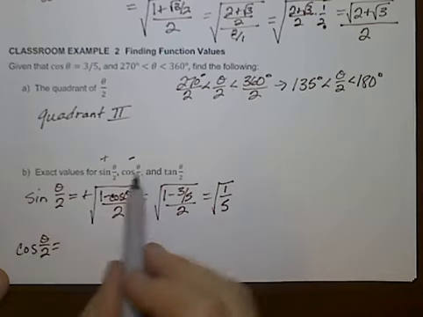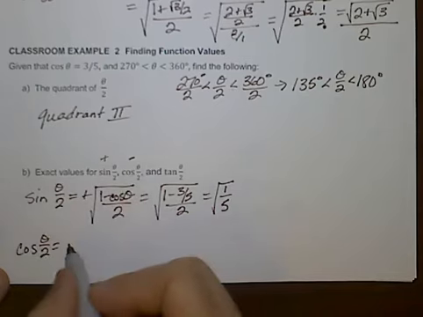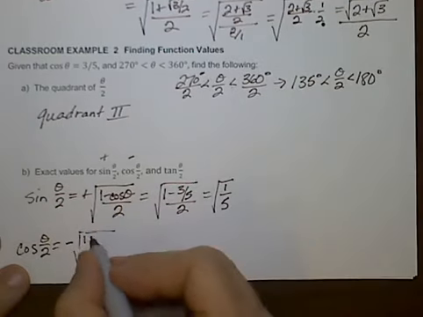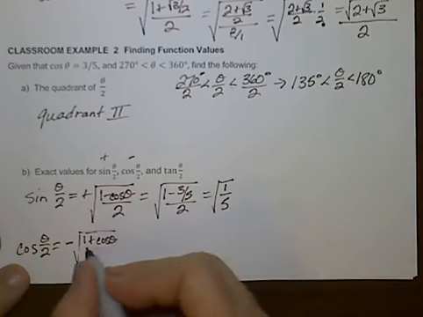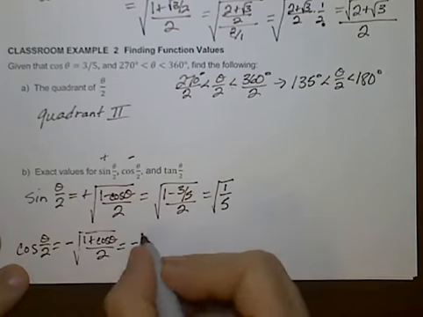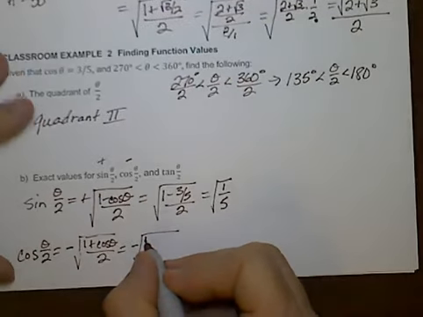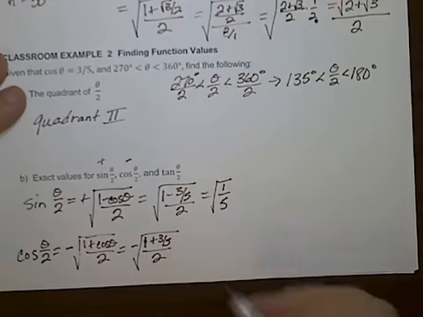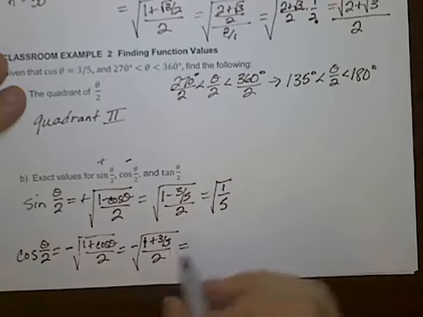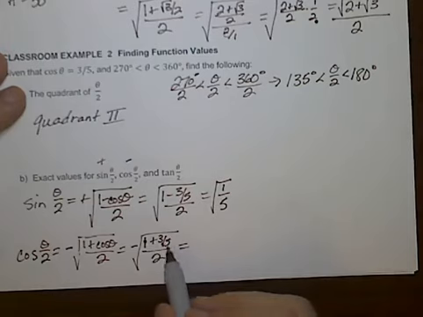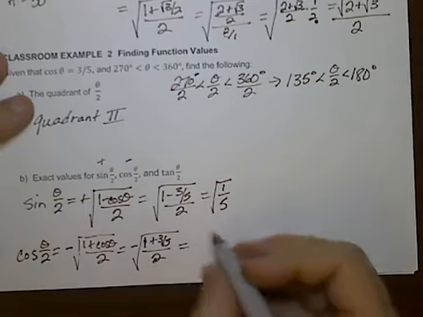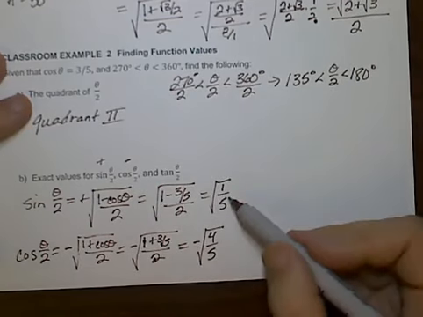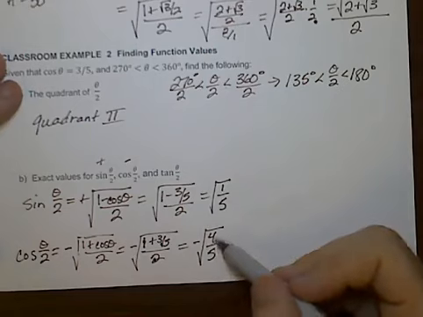For cosine, we're taking the negative of the radical since we're in the second quadrant. And then in here, our identity has a plus instead of a minus. So here we would have 1 plus 3/5 when we substitute in our value for cosine of theta. That's going to give us 8/5 on the top when we combine those two, and then divided by 2, that would give us 4/5. Now we've got our value for sine and our value for cosine.